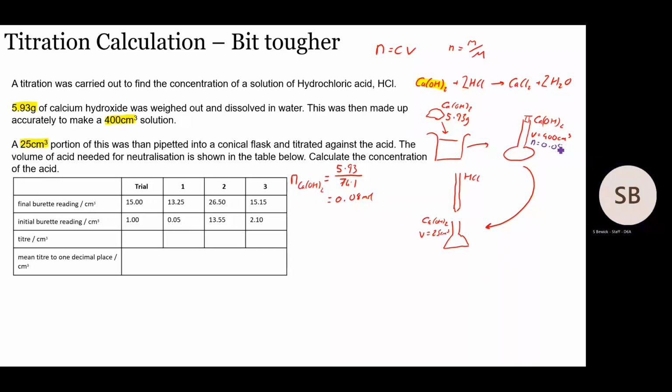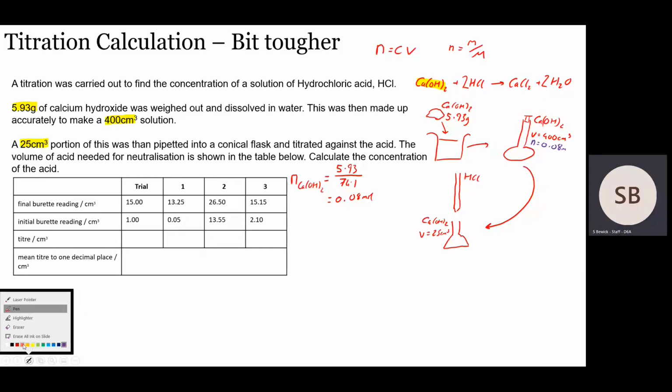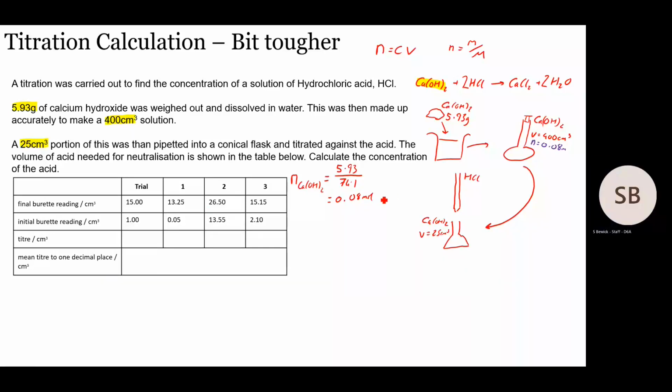Now, you could, if you wanted to, work out the concentration of your standard solution, but we don't actually need to. Because in any kind of reaction, we want the number of moles. We've already got the number of moles. So what can we do with that? Well, this 0.08 moles is in 400 centimeters cubed. But we take out 25 centimeters cubed of that.